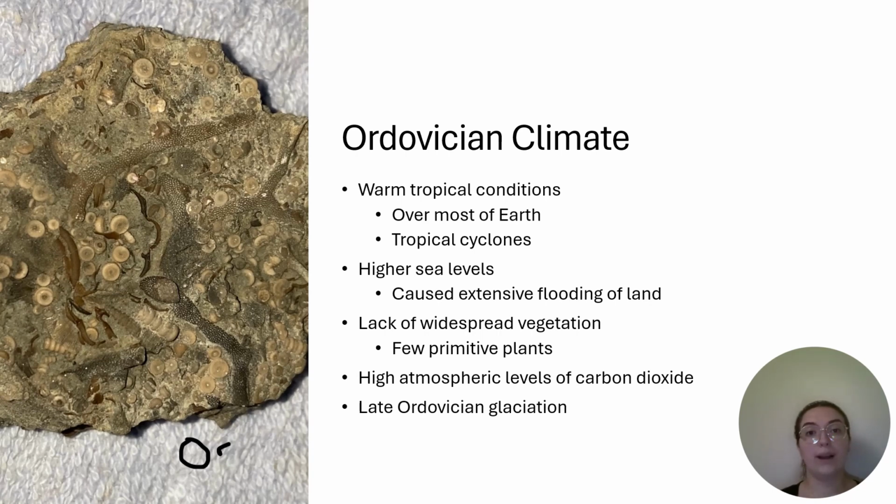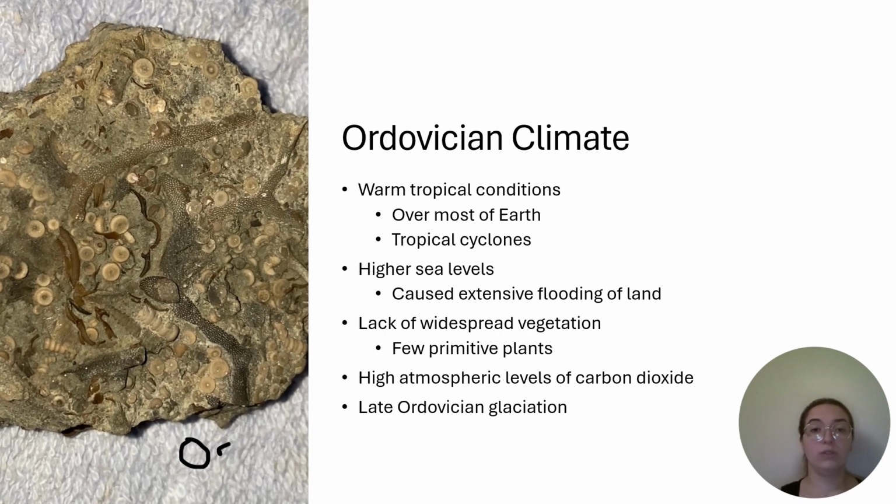There were also higher sea levels than those of today, and in some places the sea levels would have been almost around 2,000 feet above those of today. These high sea levels would have caused extensive flooding of the continents. There were also very few primitive plants during this time and a lack of widespread vegetation.